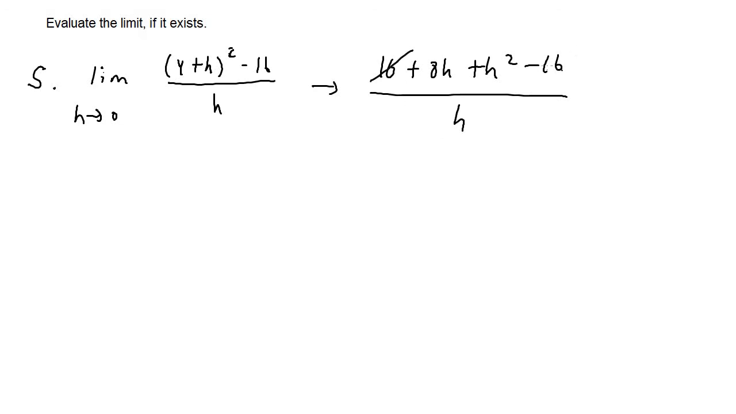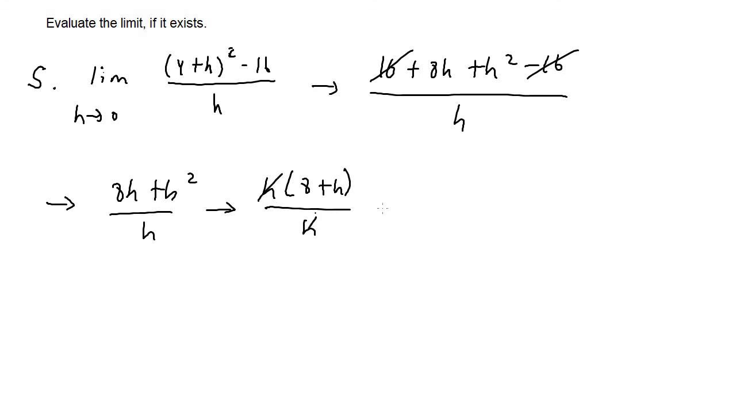Realize that 16 and negative 16 will cancel, and so then we're left with 8h plus h squared over h. Now I can factor out an h from the numerator, so we'll get h times 8 plus h over h. Realize that the h's will cancel, and so we're left with 8 plus h. So now I can rewrite the limit as h approaches 0 of 8 plus h. Now we can use direct substitution, so when I plug in 0 for h, we just get 8 plus 0, which is going to be 8.